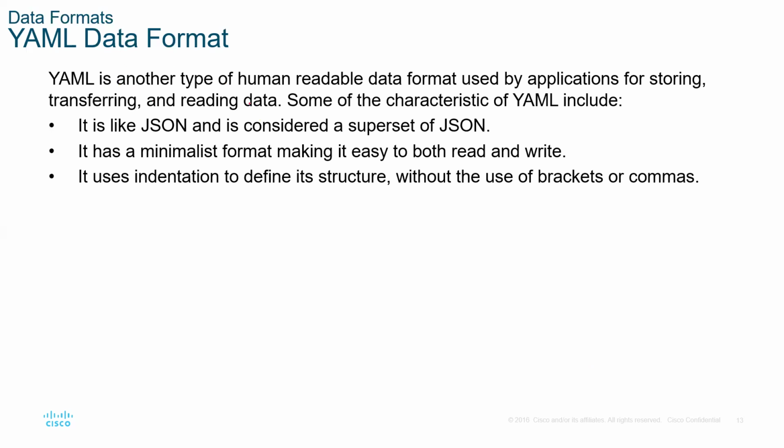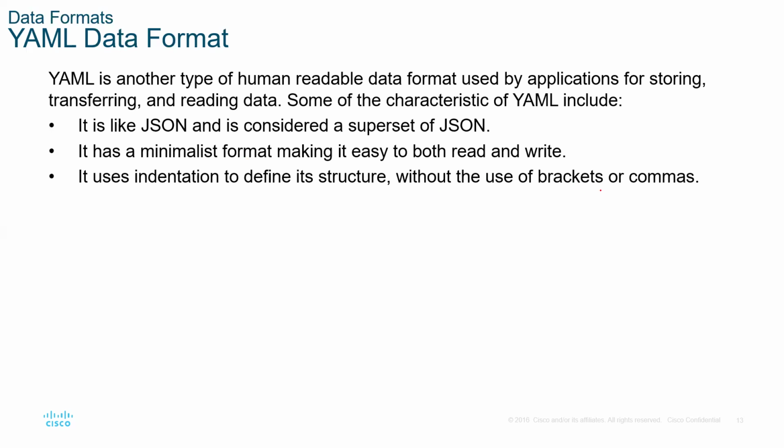YAML is another type of human readable data format used by applications for storing, transferring. All of them are used for storing, transferring, and reading data, by the way. Some of the characteristics: it is like JSON. The only difference ndeyekuti imwe nema commas, nema brackets, nema codes, imwe haina. It is a minimalist format, making it easy to read and write. It uses indentation, which means white spaces are no longer being ignored, to define its structures without the use of brackets and commas.